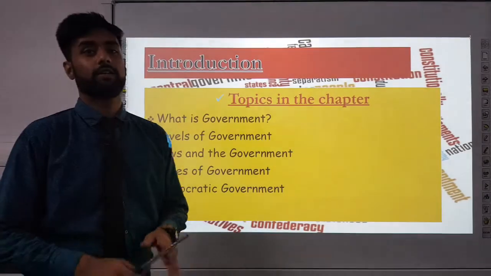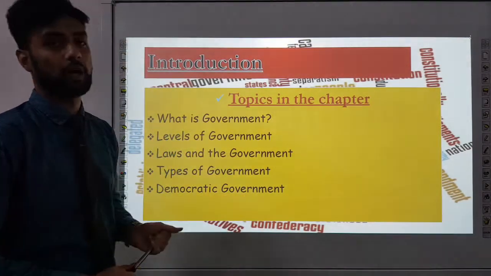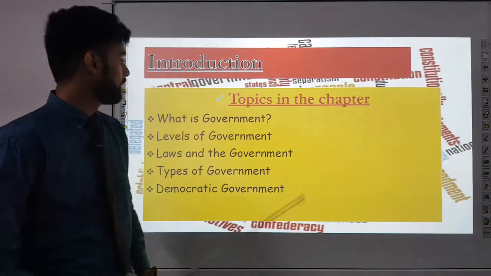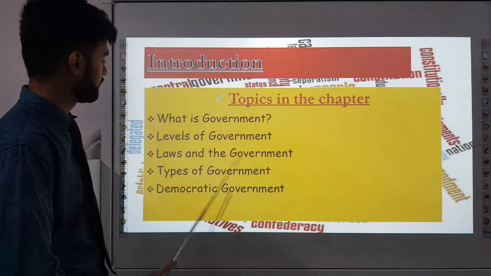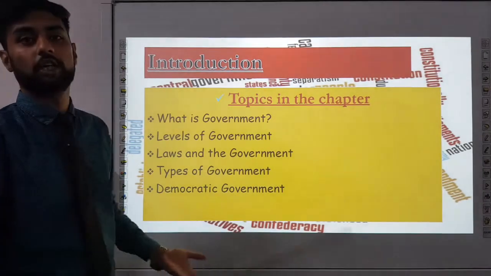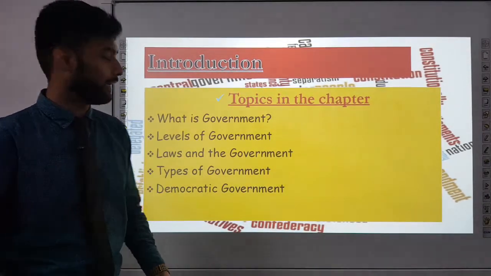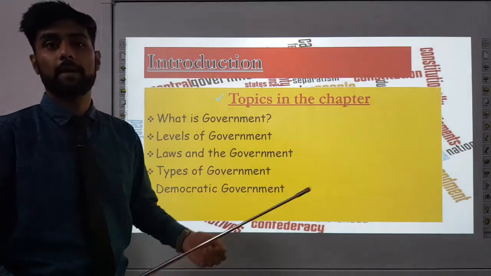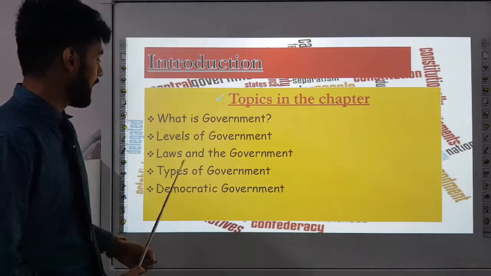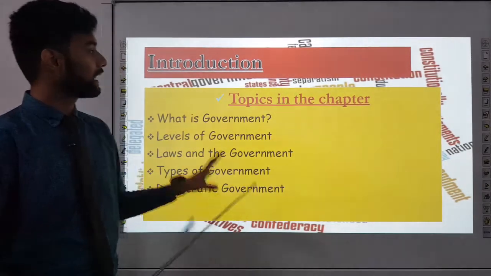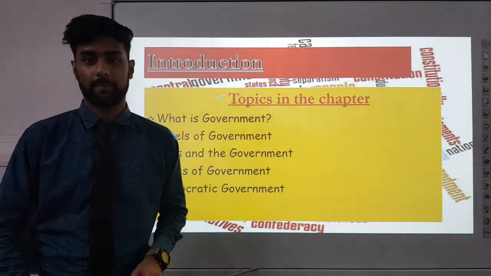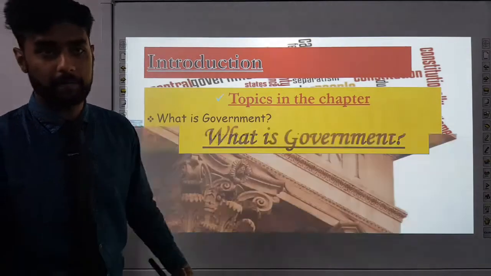See, in this chapter we'll be learning these topics. Let us go through these topics once. We'll learn what is government, government क्या होती है, then the levels of government, laws and the government, what does the government do, what laws do they make, then types of government, the different types of government, we'll be discussing those, and then in the end we'll be learning about the democratic government. Okay, so these are the topics that we'll be covering in this chapter. I hope you are all ready to learn this chapter now.